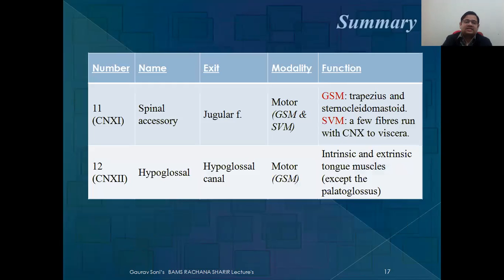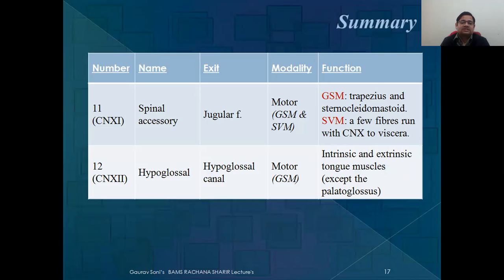Remember it. 11th one is spinal accessory. Exit is from the jugular foramen. Its motor type GSM, trapezius and sternocleidomastoid, and SVM. A few fibers run with cranial nerve number 10, that is vagus, to the viscera. So remember, the trapezius and sternocleidomastoid muscles of the neck region are innervated by this cranial nerve. This is a very important question.